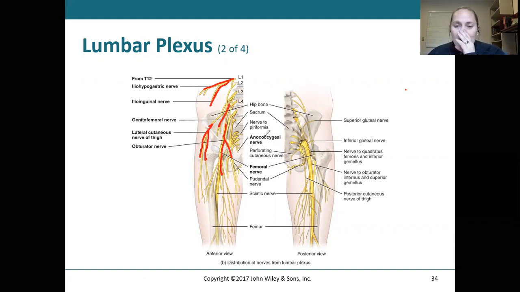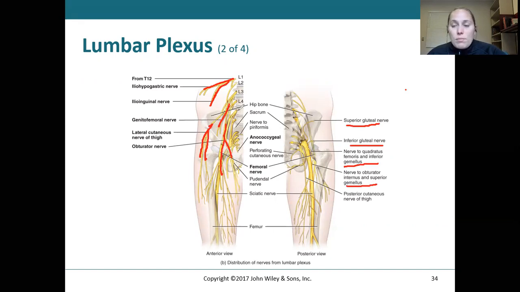It's just important to recognize we're looking at both the anterior and posterior view here. You can see some of the nerves are slightly different. You've got a superior gluteal nerve, inferior gluteal nerve, and then the nerve to the quadratus femoris and inferior gemellus, and then the nerve to the obturator internus and superior gemellus.